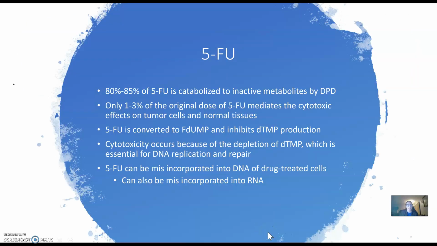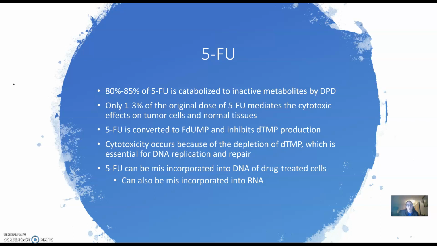80 to 85% of 5-FU is catabolized to inactive metabolites by DPD. Only 1 to 3% of the original dose of 5-FU mediates the cytotoxic effects on tumor cells and normal tissues. 5-FU is converted to FdUMP and inhibits dTMP production. Cytotoxicity occurs because of the depletion of dTMP, which is essential for DNA replication and repair.